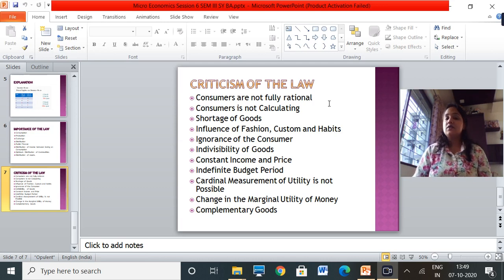One is consumers are not fully rational. Consumers are not calculating. Shortage of goods, influence of fashion, customs and habits, ignorance of the consumer, indivisibility of goods, constant income and price, indefinite budget period, cardinal measurement of utility is not possible, change in marginal utility of money, and complementary goods. So these are certain drawbacks of the law.